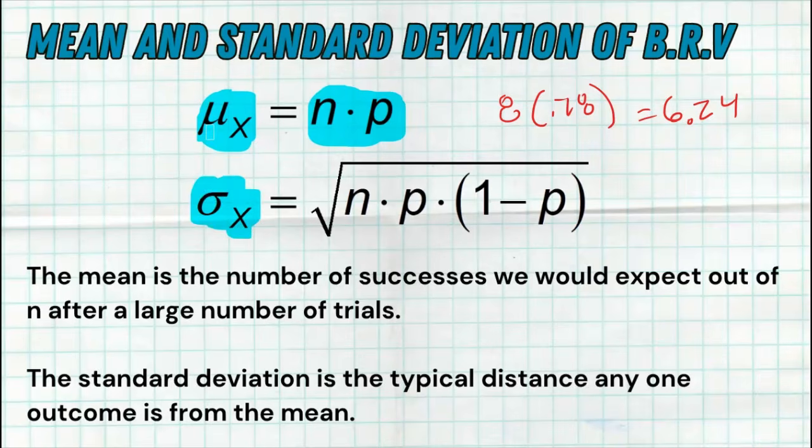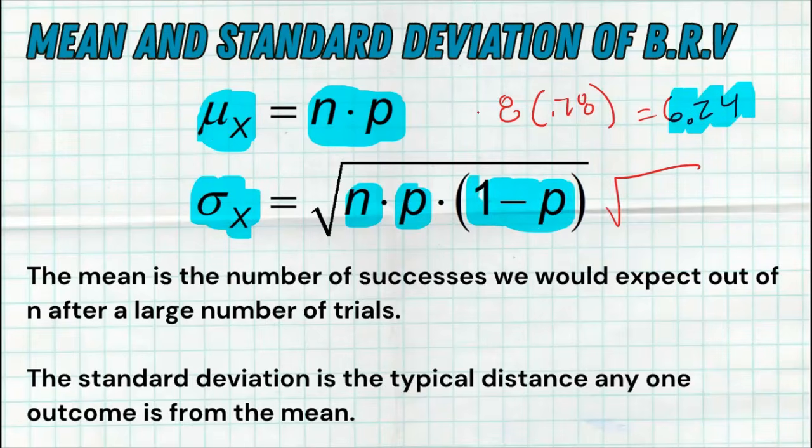Then we have the standard deviation. Well, because guess what? This 6.24 is going to vary. Some days she might make more out of 8. Some days she might make less. So the formula here is the square root of n times p times 1 minus p. So what we're going to do in our square root here is 8 times 0.78 times 0.22, the probability of failure. So don't forget that square root. The square root of 8 times 0.78 times 0.22 is 1.17.